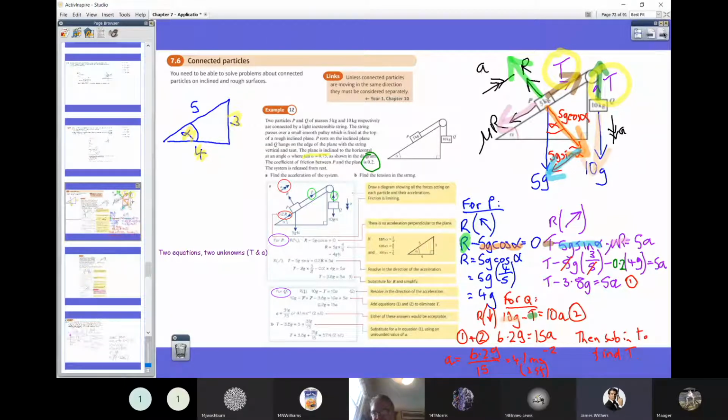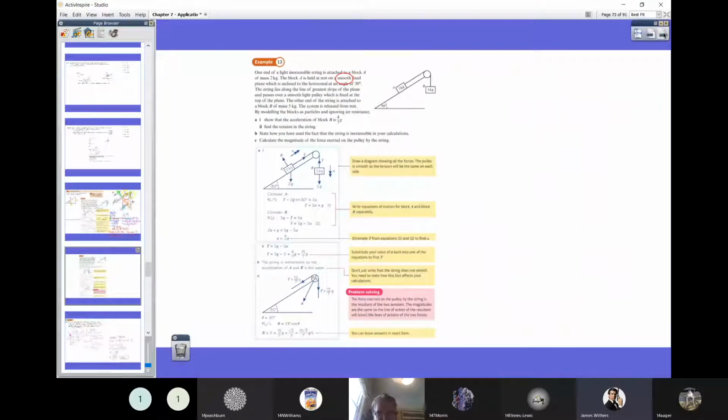I didn't feel that the second example really added anything. It's just got a few more angles in it.